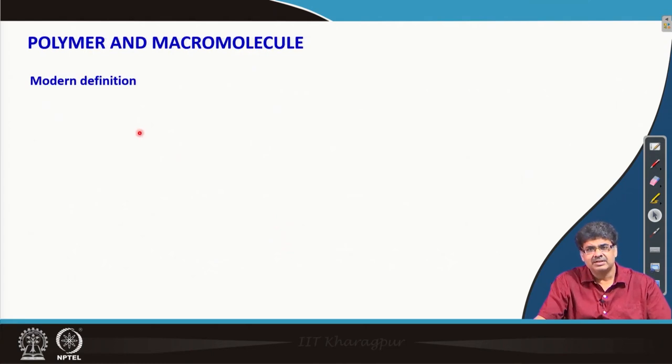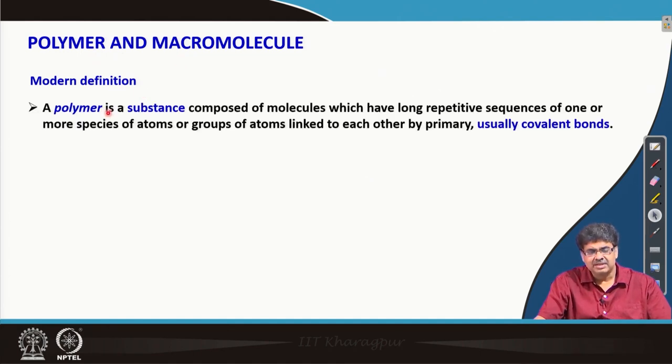Later, the modern definition of polymers came, and somewhat related to polymer, you will always hear the term macromolecule. Though they are almost similar, there is a subtle difference between the general understanding of these two terms, polymer and macromolecule. Now, the modern definition of polymer is that it is a substance, a collection of molecules or a sample, composed of molecules which have large repetitive sequences of one or more species of atoms or groups of atoms linked to each other by primary, usually covalent bonds.